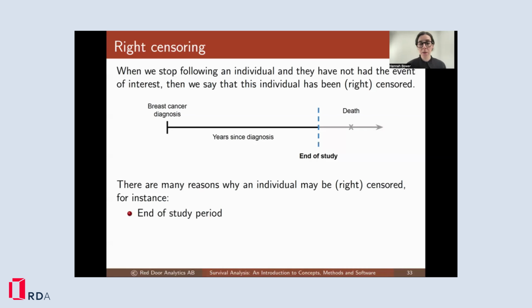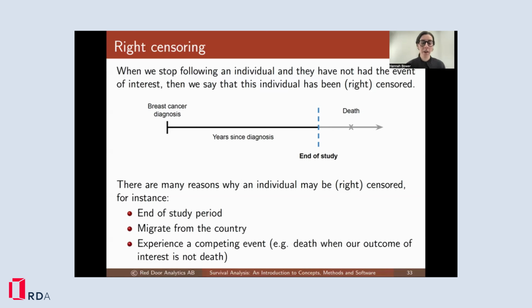There are many reasons why an individual may be censored. For instance, the end of a study period, as shown here, or they could migrate from the country, so we no longer have information on them. Or they could experience a competing event. For example, if we're looking at another outcome other than death, and they die prior to getting the event of interest, then we would censor them at their death.